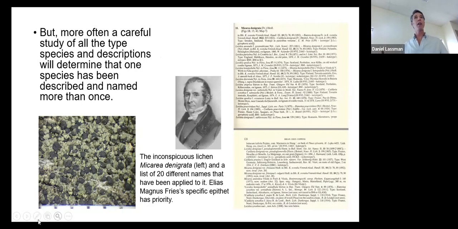But more often than that, careful study of all the type specimens and descriptions in the world turns up a whole lot of things that describe the same species over and over. So here's a lowly Mycoblastus, which is a lichen. Those are millimeter markings, so it's pretty small, hard to see. All the characters are inside those little black domes, which are the fruiting bodies. But this species, which was first named by Magnus Fries, has been described 20 different times under different names.